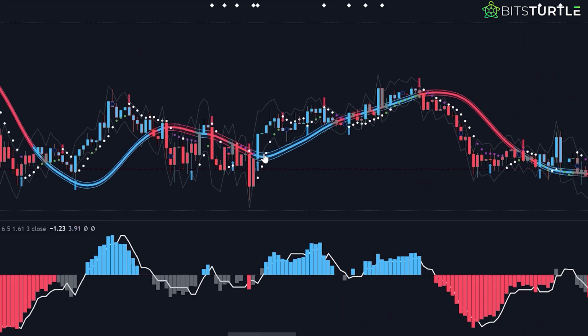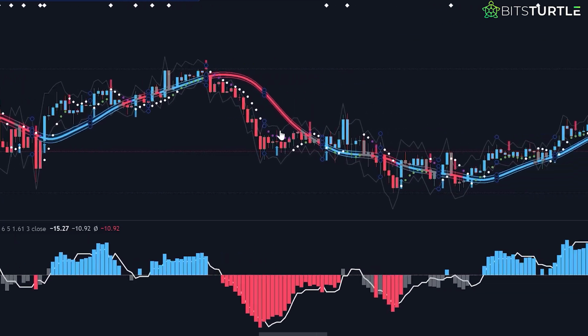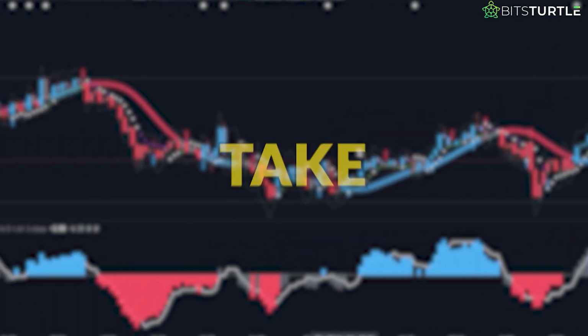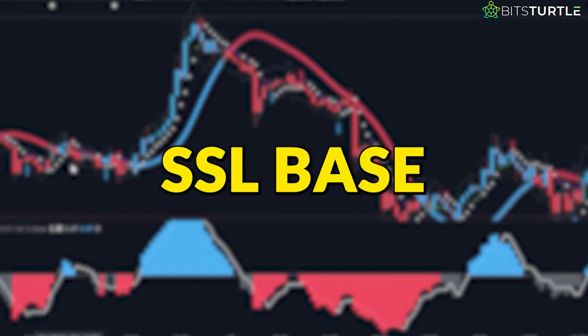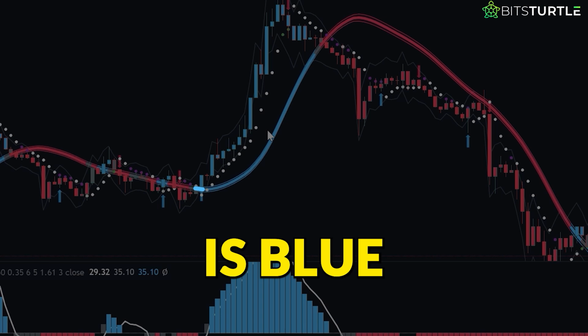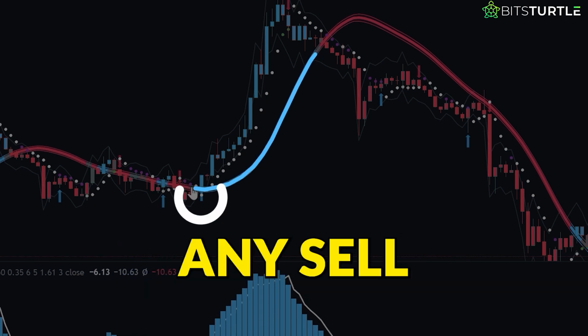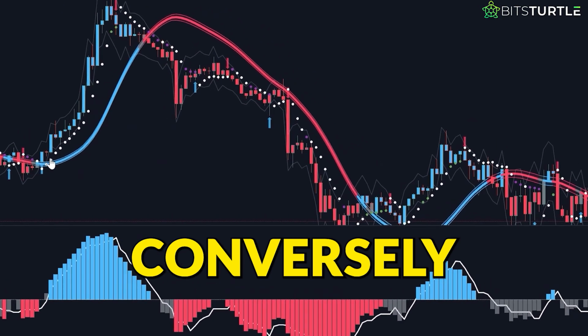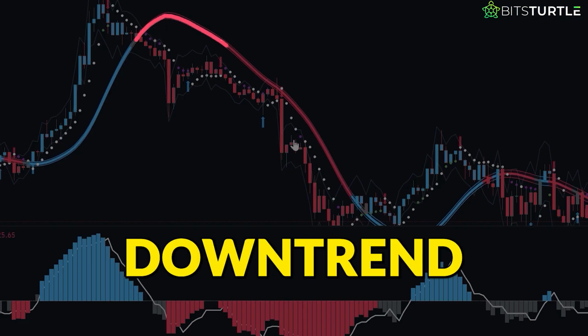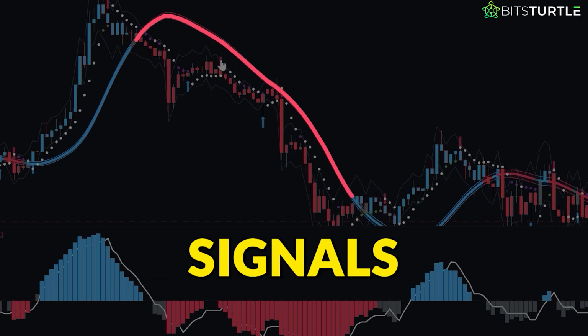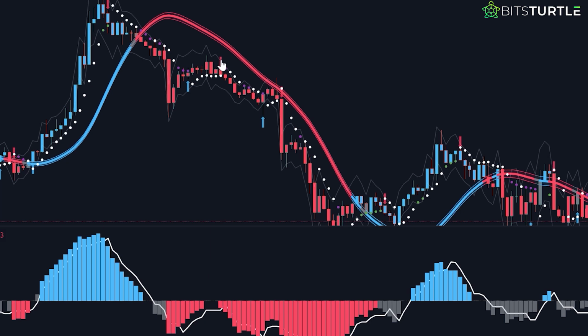The baseline is a powerful tool as it filters out a lot of noise and identifies the direction of the overarching trend. Our strategy will be to only take signals in the direction of the current SSL baseline. If the baseline is blue, for the uptrend, now keep an eye out for buy arrows while completely ignoring any sell signals that appear. Conversely, if the baseline is red, downtrend, you must only pay attention to sell arrows and disregard any buy signals. Same tip, different situations. This alone adds a strong layer of filtering against taking trades against the broader trend.